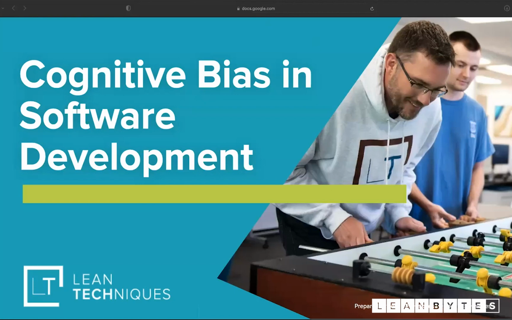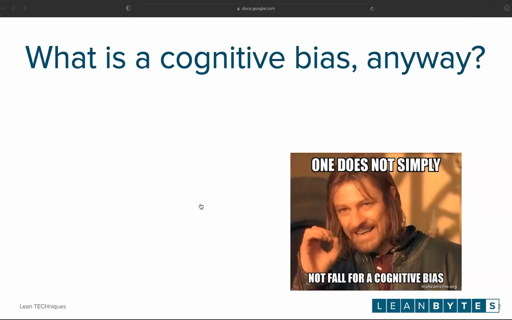Wanted to spend some time talking about cognitive bias in software development. Nothing in particular has triggered this topic other than my general interest in it. Just going to start by talking a little bit about what is cognitive bias anyway. We all kind of fall for these. You do not simply not fall for them, as the meme there says.